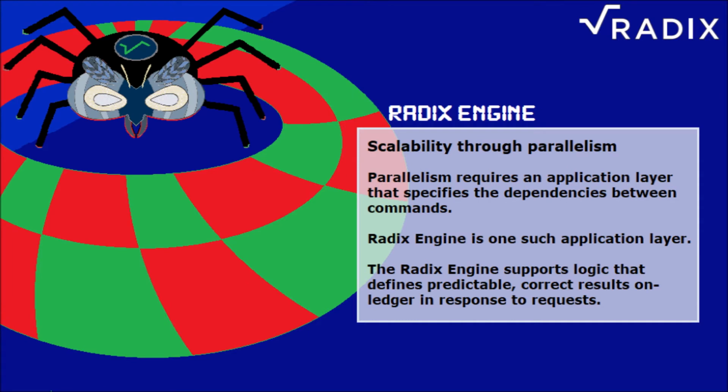Scalability through parallelism. Parallelism requires an application layer that specifies the dependencies between commands. Radix engine is one such application layer. The Radix engine supports logic that defines predictable, correct results on ledger in response to requests.